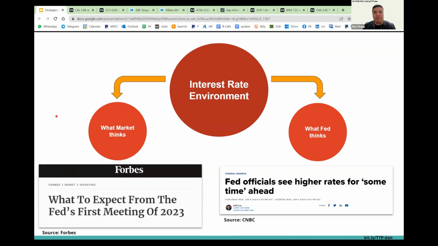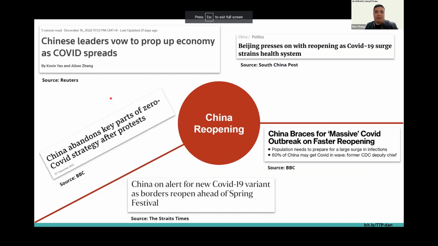The next event to look out for in 2023 is the China reopening. This one is a very big catalyst in 2023. Even HSBC's private wealth research was saying that this China reopening will probably be the biggest economic catalyst in 2023.